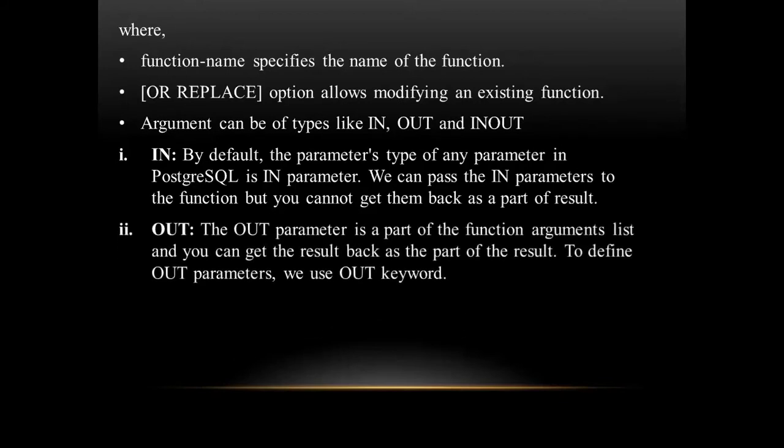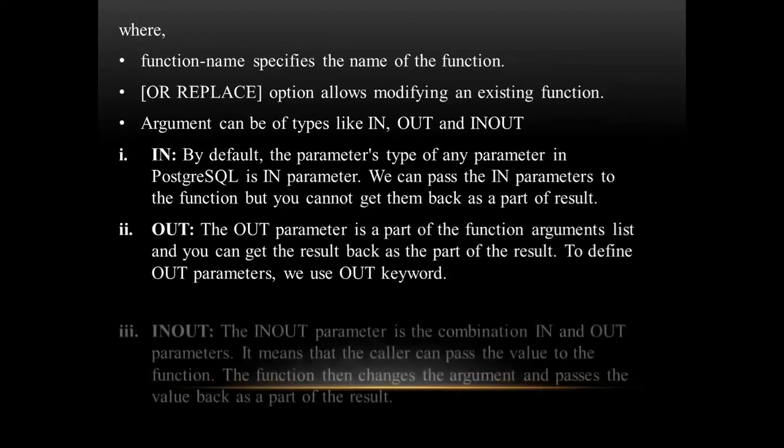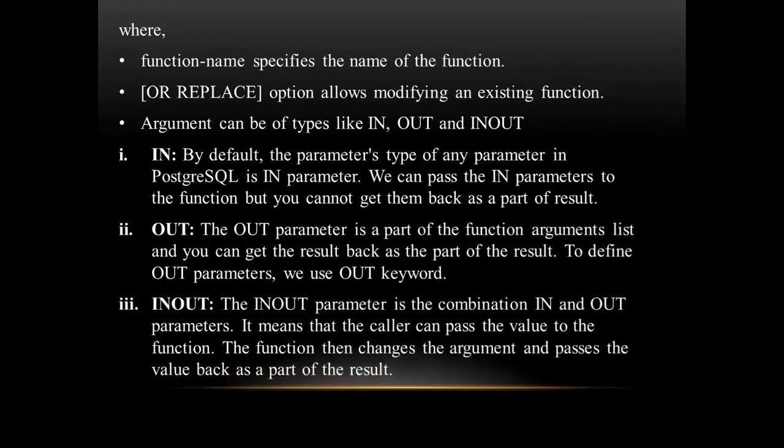OUT. The OUT parameter is part of the function argument list, and you can get the result back as a part of the result. To define OUT parameters, we use the OUT keyword. INOUT. The INOUT parameter is the combination of IN and OUT parameters. It means that the caller can pass the value to the function. The function then changes the argument and passes the value back as a part of the result.